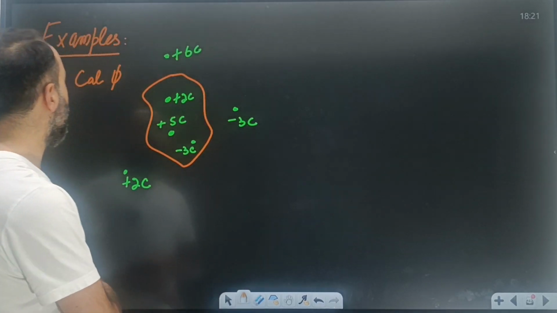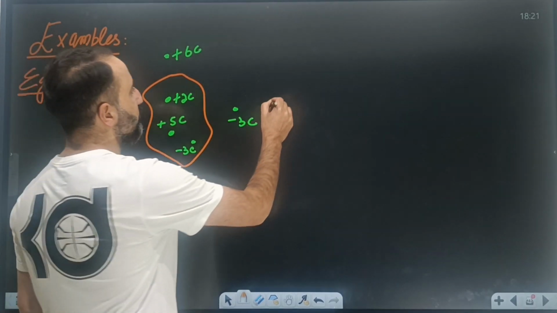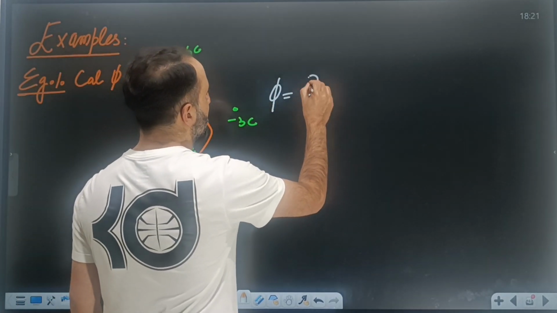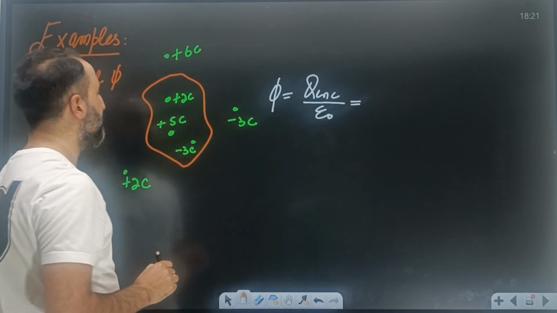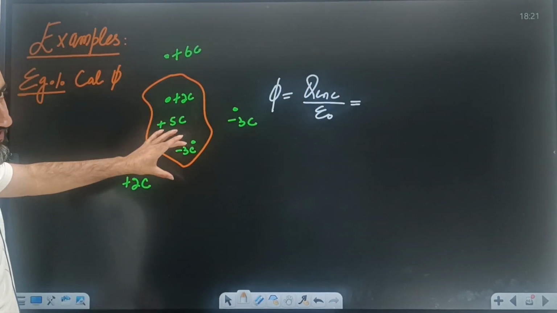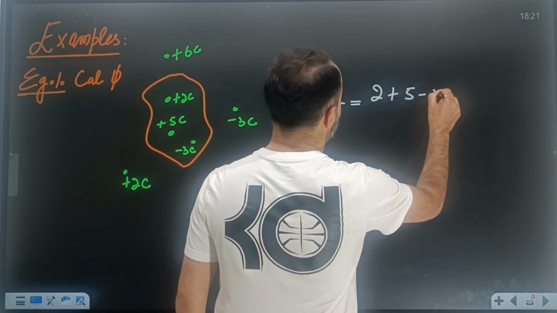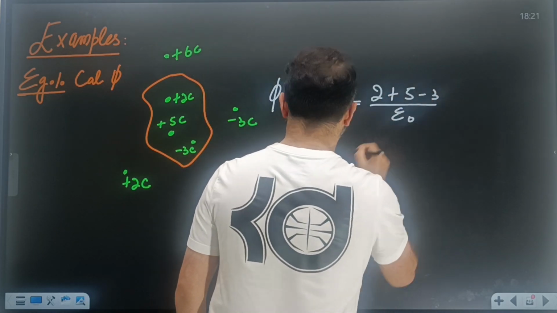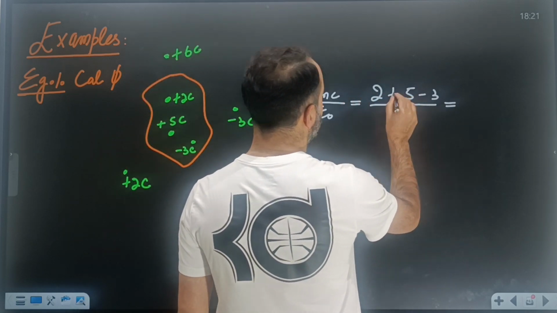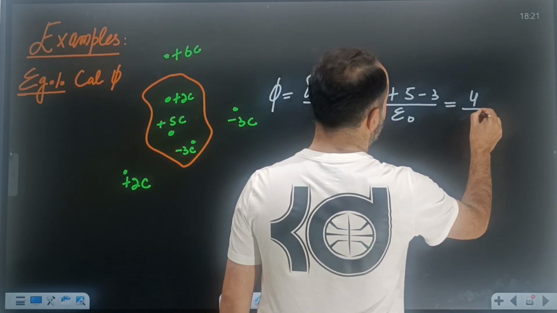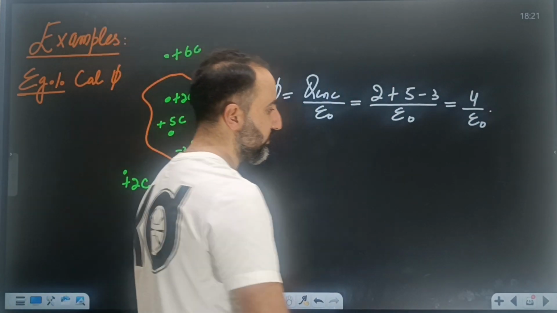So, example number 1, have a look, beta. We have to calculate what is the flux for the surface. Easy question, beta. Flux is simply equal to what? That's Q enclosed divided by epsilon naught. Now you tell me what's Q enclosed. These are the charges that are inside. So what are the charges inside? That is 2 plus 5 minus 3 divided by epsilon naught. 2 plus 5 is 7. 7 minus 3 is 4. So the answer, 4 divided by epsilon naught, will be the flux through this surface.